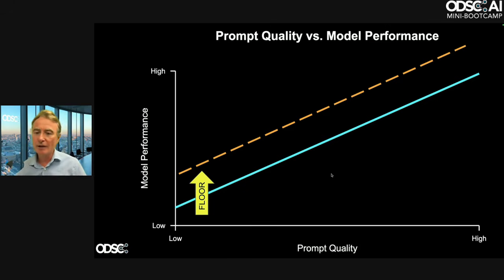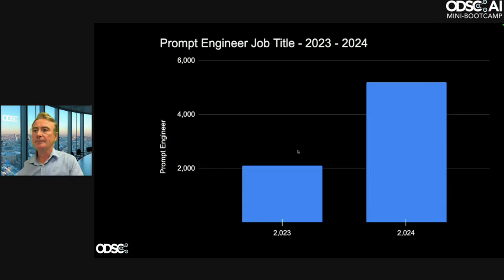The universal law is there is no free lunch, right? You have to learn and hone your skills at this. And prompt engineering, you can see as a title, when we looked at it in 2023, there was only a couple of thousand titles there, and now in 2024, there were more like 6,000 jobs. But I wouldn't concern this.